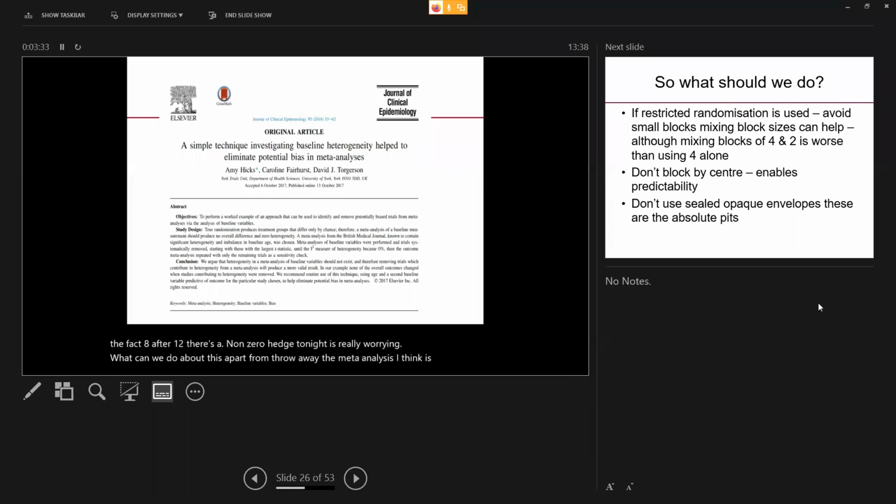So Amy Hicks, who's a junior doctor, took one of the meta-analyses, and we developed a method of identifying those with the biggest age imbalance and slowly removing them one at a time from the meta-analysis until baseline heterogeneity no longer existed, and then redid the outcome meta-analysis. So that's one approach that you could take.